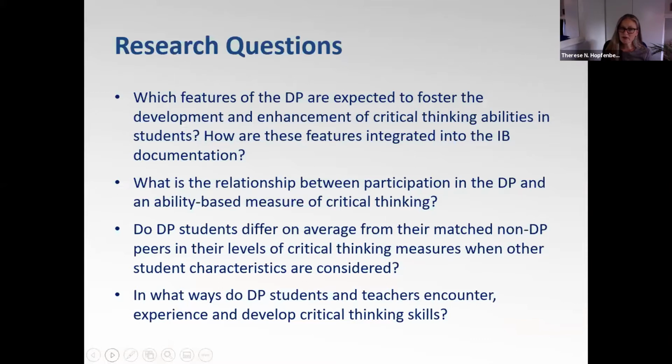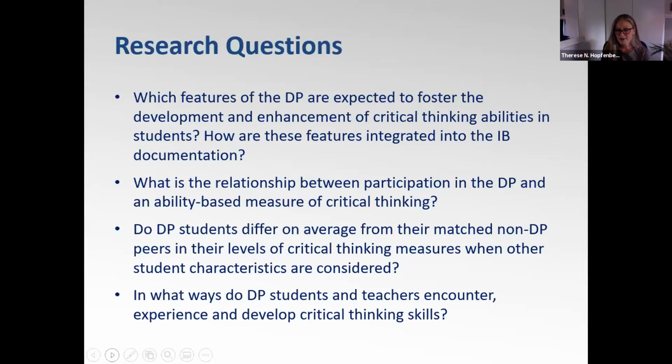The research question we originally had for our research project was, which features of the diploma program are expected to foster the development and enhancement of critical thinking abilities in students? And how are these features integrated into the IB documentation? What is the relationship between participation in the diploma program and ability-based measures of critical thinking? And do diploma program students differ on average from their matched non-diploma program peers in their levels of critical thinking measures when other student characteristics are considered? And finally, in what ways do diploma students and teachers encounter, experience, and develop critical thinking skills?